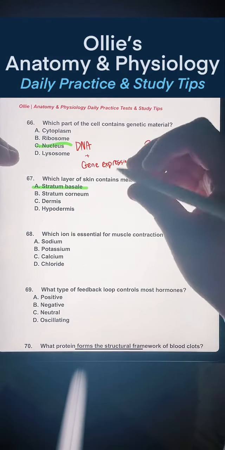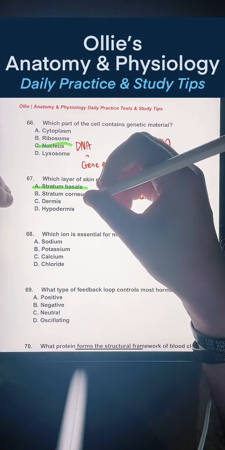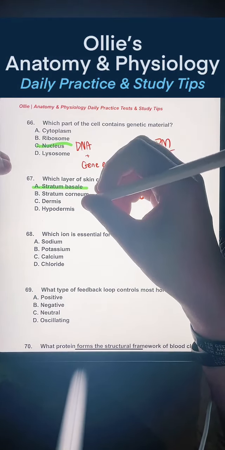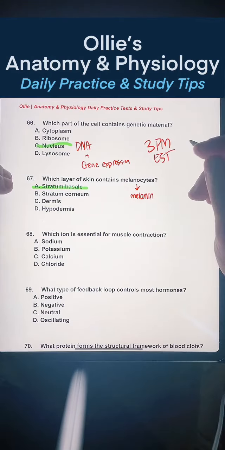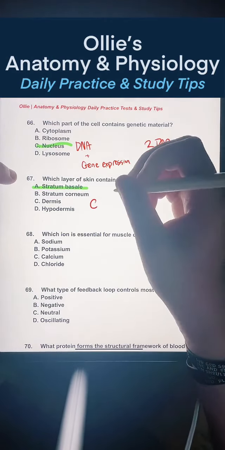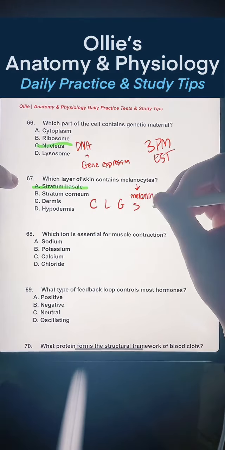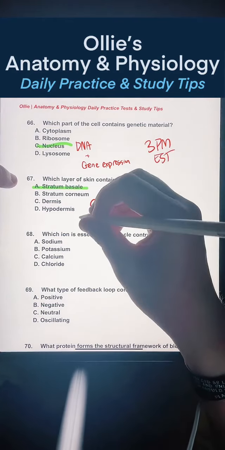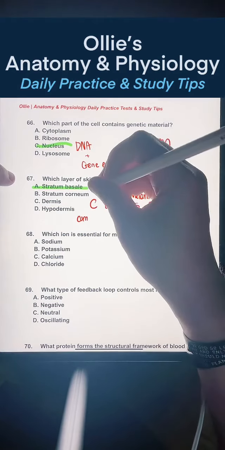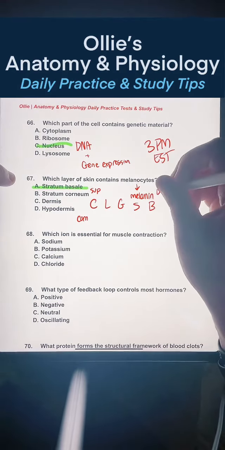The stratum corneum is for dead cells. The dermis is below the epidermis. It lacks melanocytes, and the hypodermis is the fat layer. A great way to remember the layers of the epidermis is "Let's Get Sun Burned." The C is for the corneum. And again, this is superficial to deep.